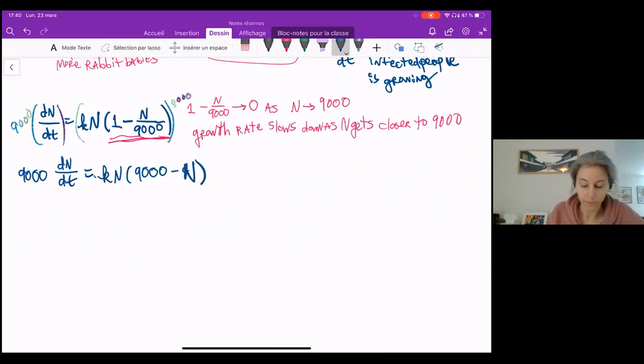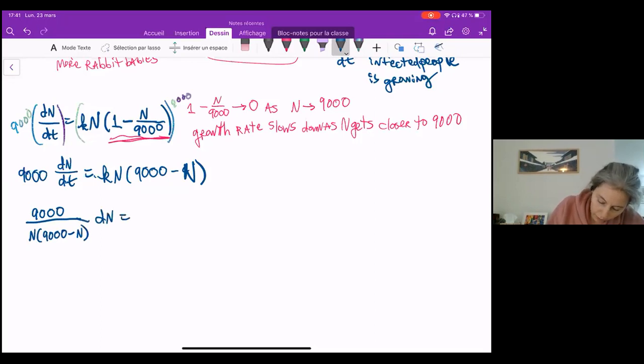Next, I will multiply the dt over and multiply those N's over to get 9,000 over N times (9,000 minus N) dN is equal to k dt. We've said in the past that typically we want to keep all of our constants over on the t side. Well, that 9,000 we're going to keep on the inside for the time being, because it's going to make this a little bit of a simpler problem in terms of the partial fractions we're about to have to do. So now I'm going to take the integral of both sides.